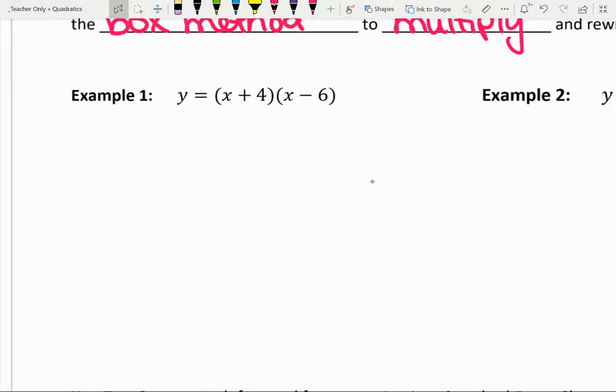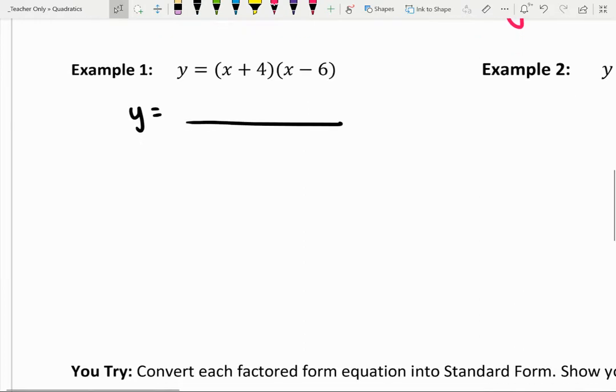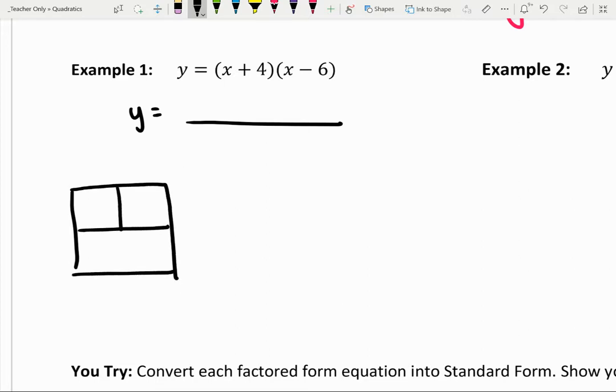So example 1, we want to convert y equals x plus 4 times x minus 6 to standard form. I'm just going to leave myself some space there to write my standard form, and I'm going to use the box method. This is two binomials, so each binomial gets two spaces. So I'm going to have x plus 4 and x minus 6. And remember, we multiply the outsides of those boxes.